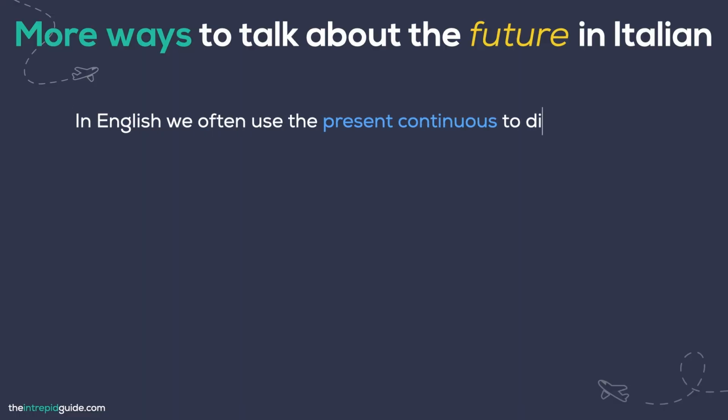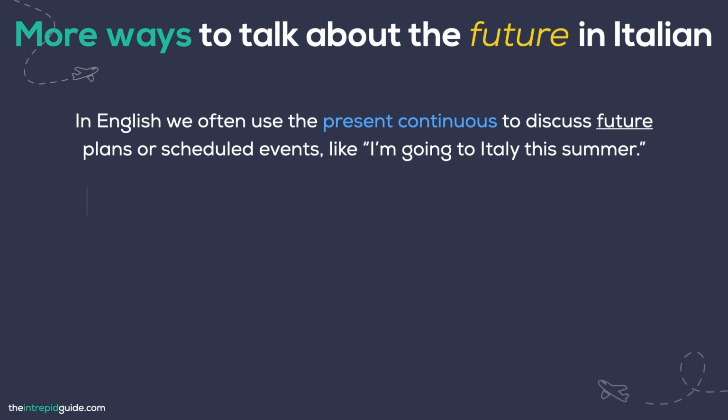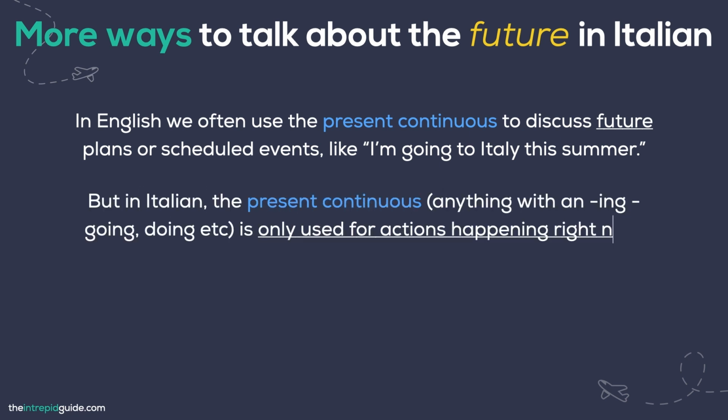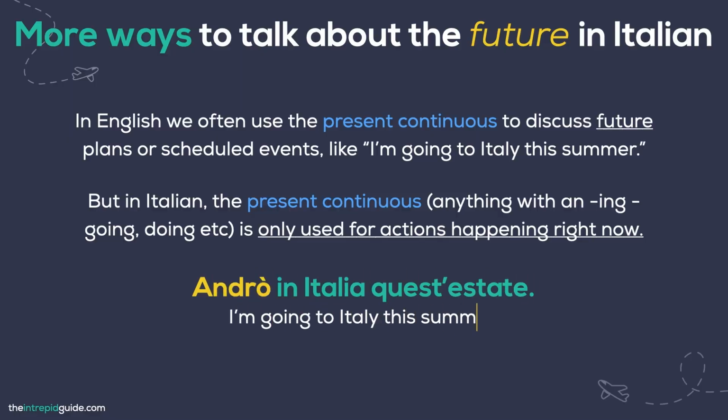Now, the concept of the future in English and Italian is approached quite differently. While English has several ways to express future actions depending on the context, Italian relies more consistently on its future tense. For example, in English, we often use the present continuous to discuss future plans or scheduled events, like I'm going to Italy this summer. But in Italian, the present continuous, which is anything with an ing, such as going and doing, is only used for actions happening right now. And this sentence would need to be translated with the simple future. Take a look. Andrò in Italia quest'estate.